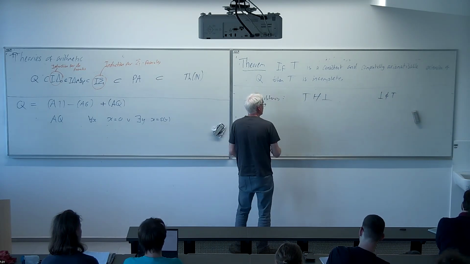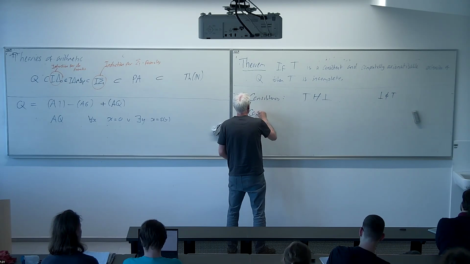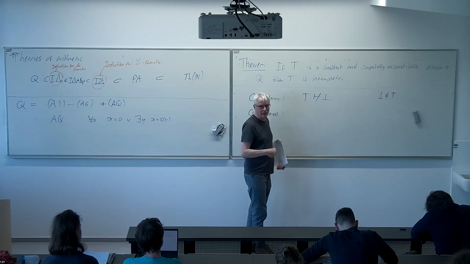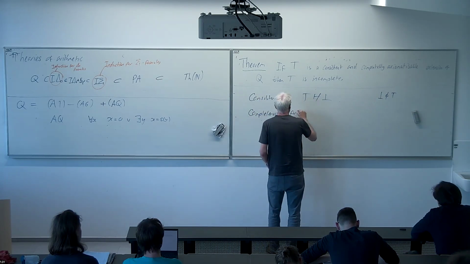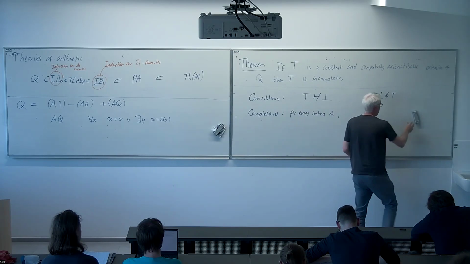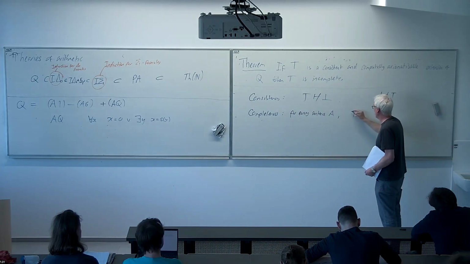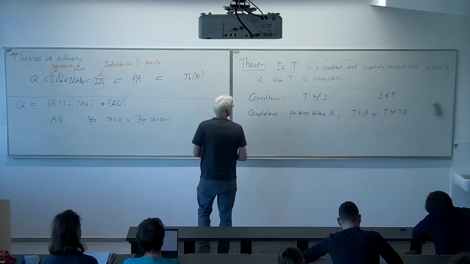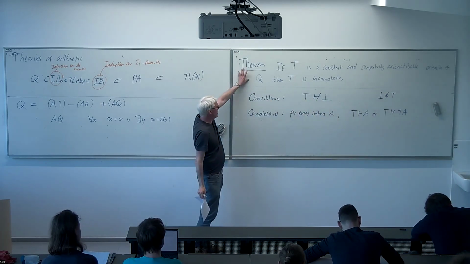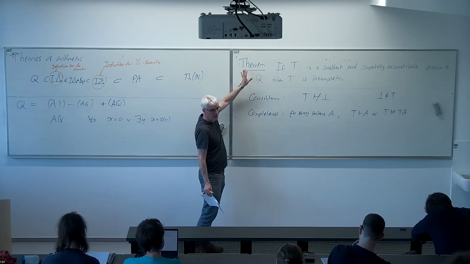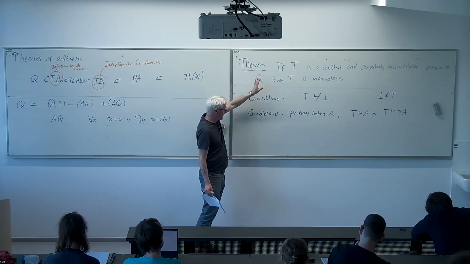So now consistency will be written like this, and completeness is then: for every sentence A, we can either prove A or its negation. For every sentence A. These were in very early lectures, but just to remind you, either we can prove A or we can prove the negation of A.